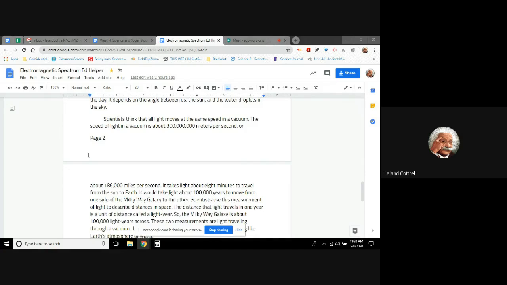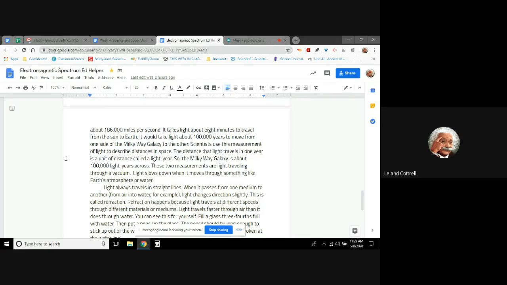Scientists think that all light moves at the same speed in a vacuum. The speed of light in a vacuum is 300 million meters per second, or about 186,000 miles per second. It takes light about 8 minutes to travel from the sun to the earth. It would take light about 100,000 years to move from one side of the Milky Way galaxy to the other. Scientists use this measurement of light to describe distances in space. The distance that light travels in 1 year is a unit of distance called a light year. So the Milky Way galaxy is about 100,000 light years across.